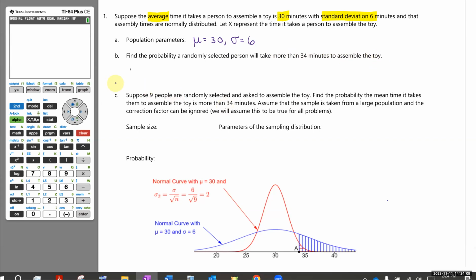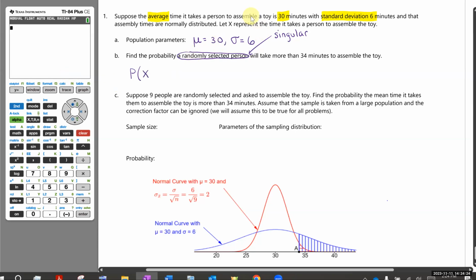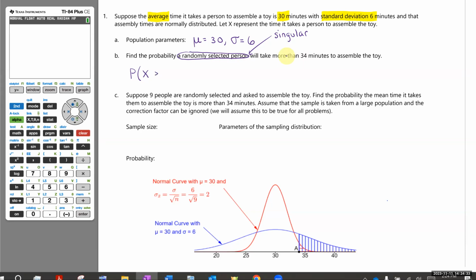So this question is probability that. So if we're just taking a single person, so I often just say singular, just one, the variable that represents the time to complete the assembly of the toy is X. So X is the time for a person to assemble the toy. We'd like to know the probability that that's more than 34 minutes. All right, and we know to find probability, it's normal CDF.